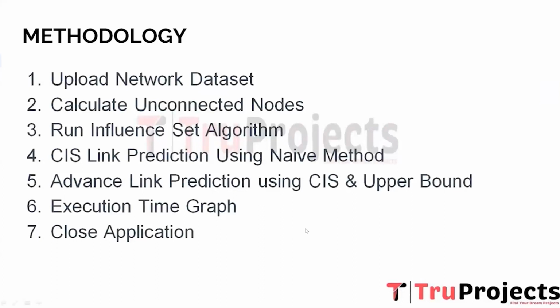Sixth, execution time graph. During the execution of the link prediction methods, the system records the execution time for each algorithm or step. The execution time graph visually represents the computational efficiency of the algorithms and provides insights into the scalability of the link prediction methods concerning the network size and complexity.